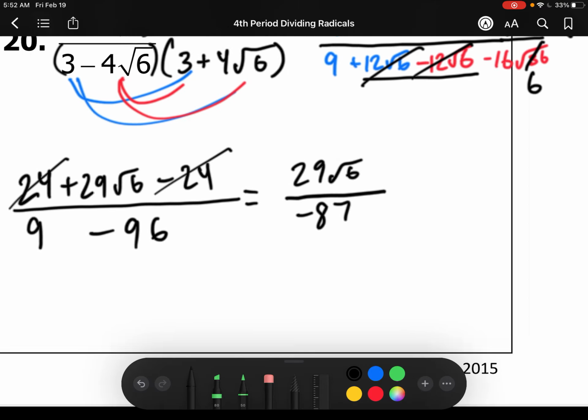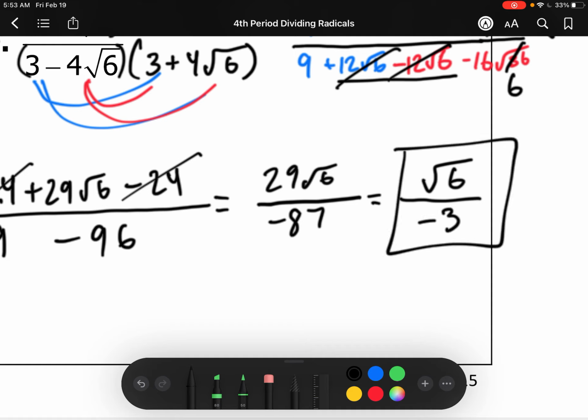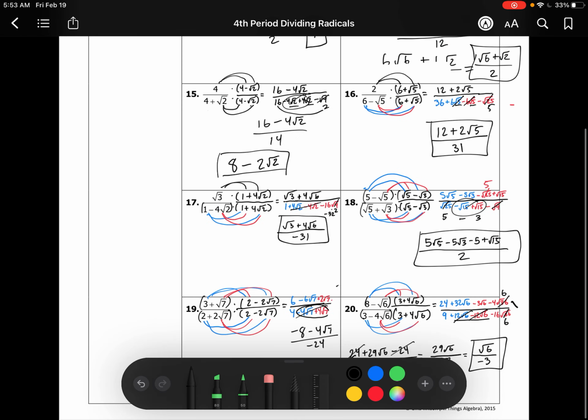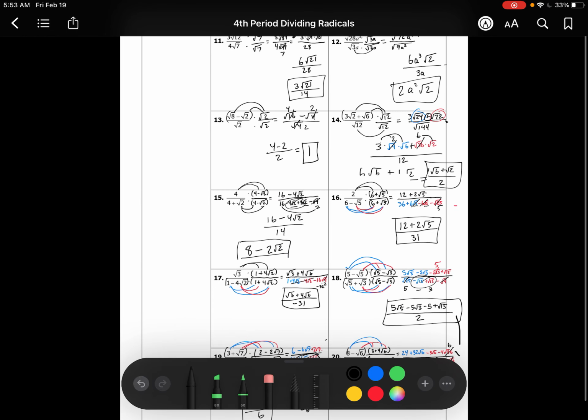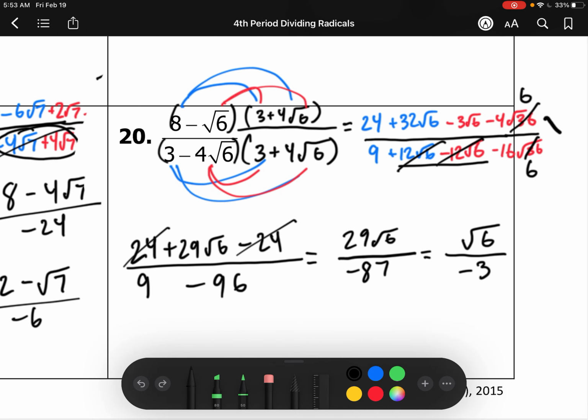I don't know if you guys know this, but 29 and 87 share a common factor, which is 29. Yep, 29 divided by 29 is just 1. So our final answer is going to be the square root of 6. And then negative 87 divided by 29 is negative 3. So our final answer is the square root of 6 minus 3. So hopefully this helped you guys out in this classwork.